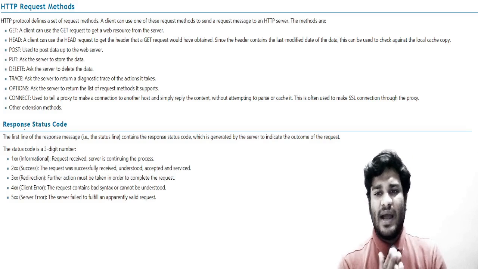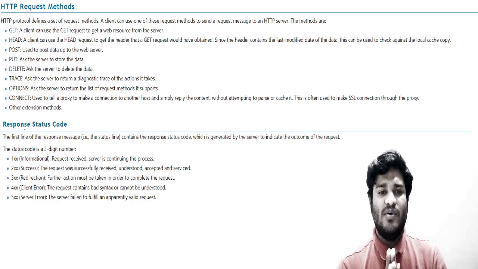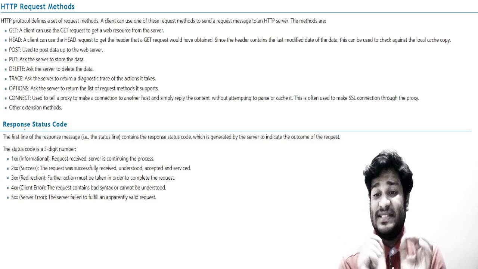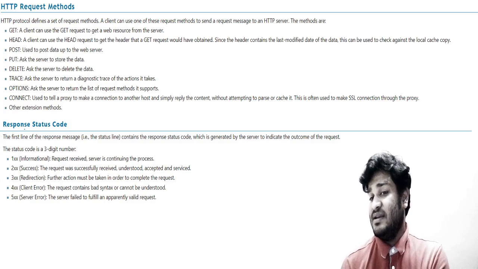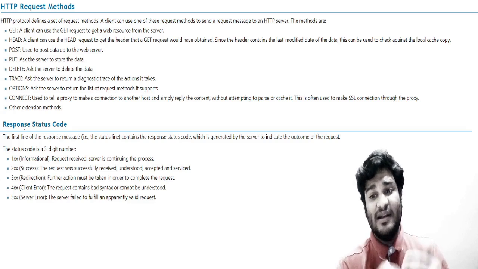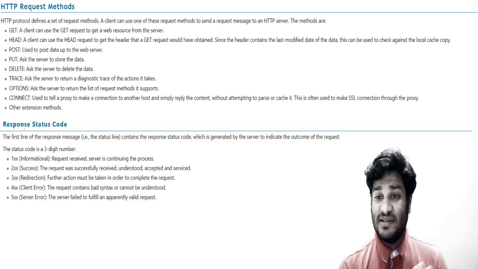But my agenda for today was to make you understand the basics of HTTP and the difference between HTTP 2 and HTTP 3. I hope you do understand the difference between TCP and UDP and the layering structure and how exactly these things go on.